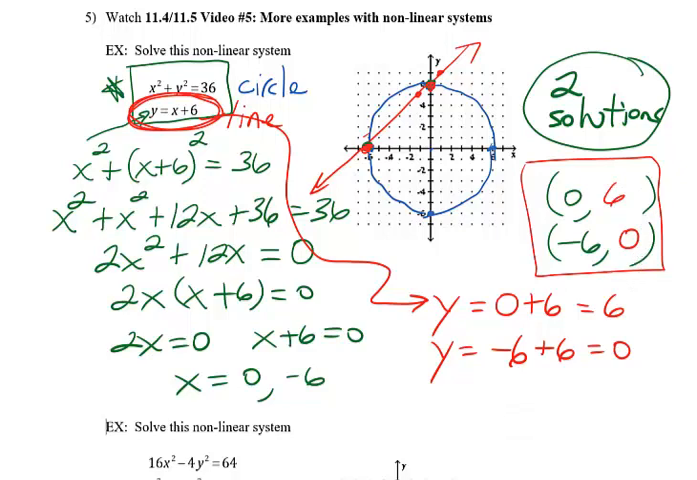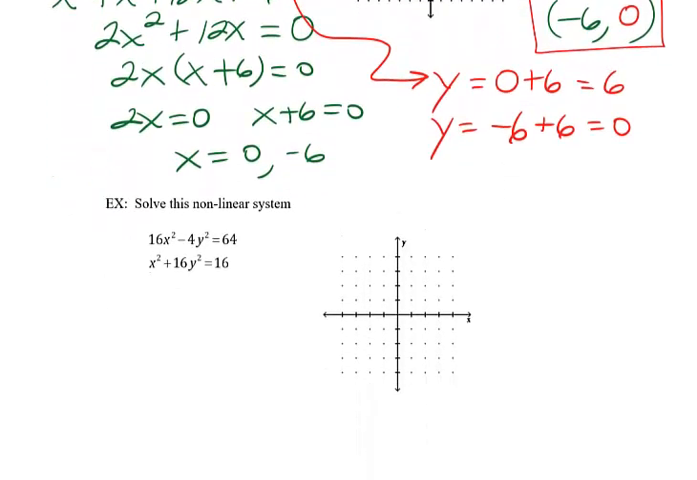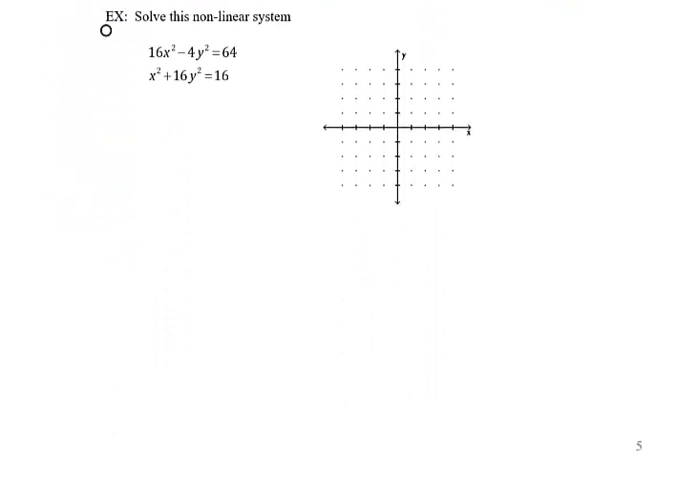Let's take a look at the final example problem here. This one I think is a little bit messier. Same approach. Step 1 is let's get some pictures going here.